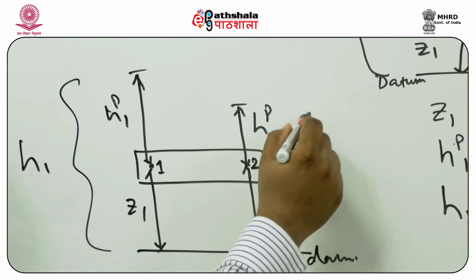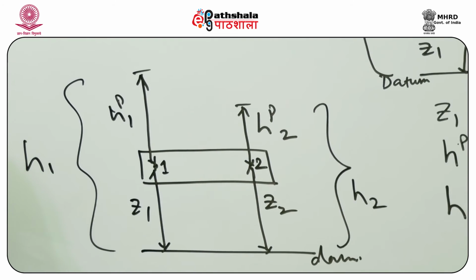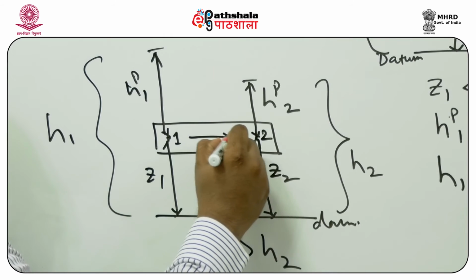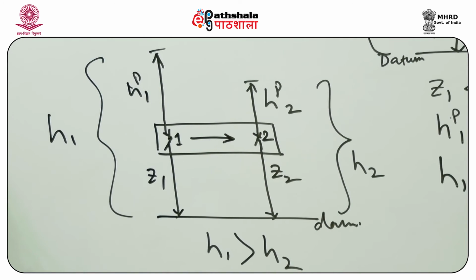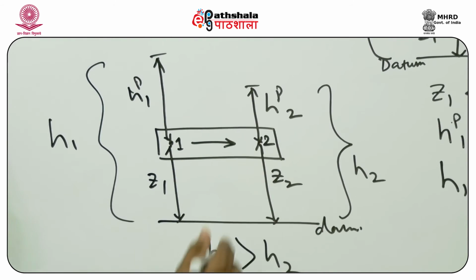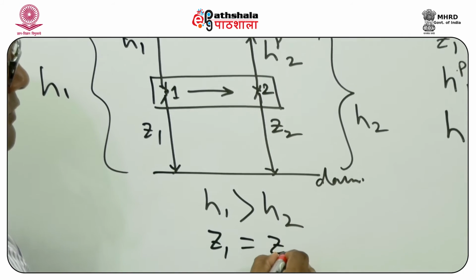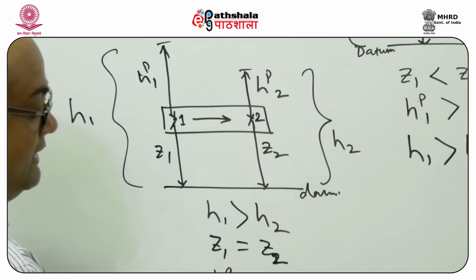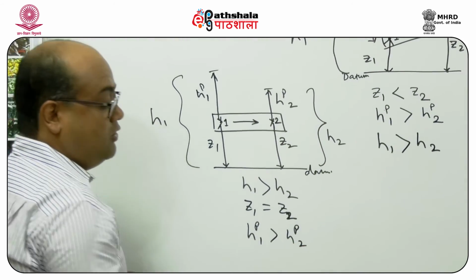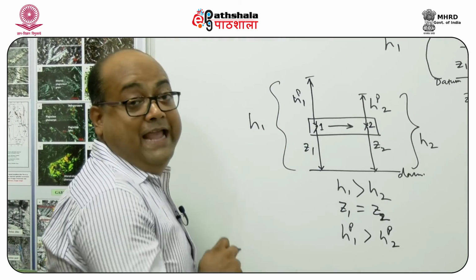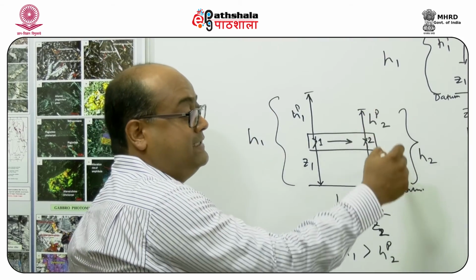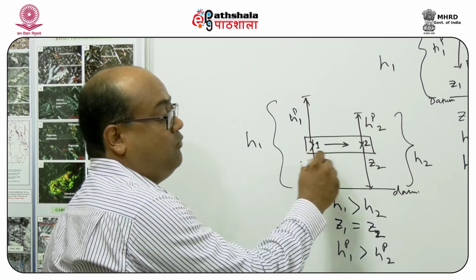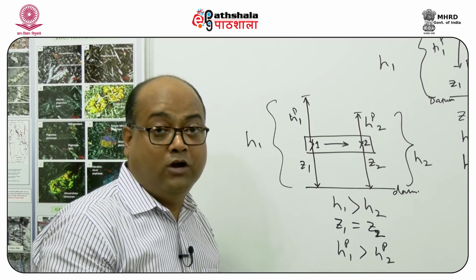Again, as we see, if we take the sum total of the two components, if this is H1 and the sum total of this is H2, since H1 is greater than H2, water is going to move from point 1 to point 2, in spite of the fact that Z1 is equal to Z2. We have to see that HP1 is greater than HP2, which makes the total hydraulic head of point 1 greater than the hydraulic head of point 2. That's why the water is going to move from point 1 to point 2.